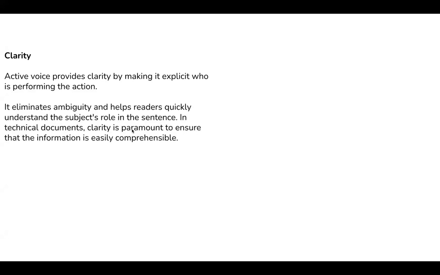So, clarity. Active voice provides clarity by making it explicit who is performing the action, right? The subject and the object are equally important when using active voice. You need to show who did the action and what the action was. So it eliminates ambiguity and helps the reader quickly understand the subject's role in the sentence, because in technical documents, clarity is paramount to ensure that the information is easily comprehensible.